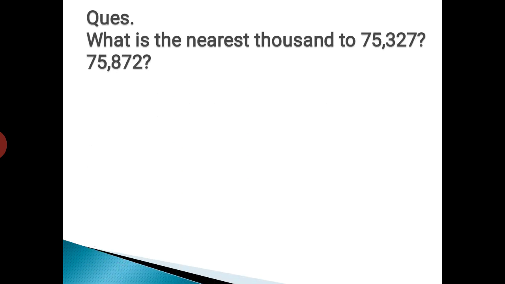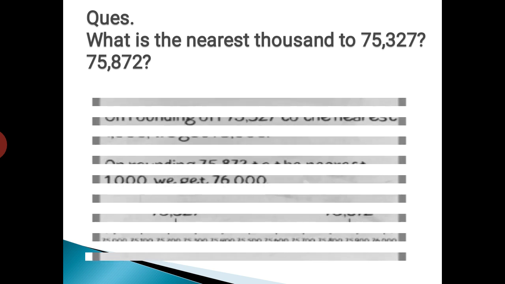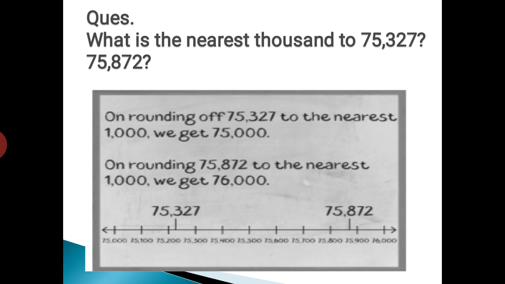So children, now you have to tell what is the nearest thousand to 75,327 and the next number, 75,872. You have to round off these two numbers to the nearest thousand. So again, we have to round off to the nearest thousand. So we have to look at which digit? The digit which is at the hundreds place. So here is the answer.